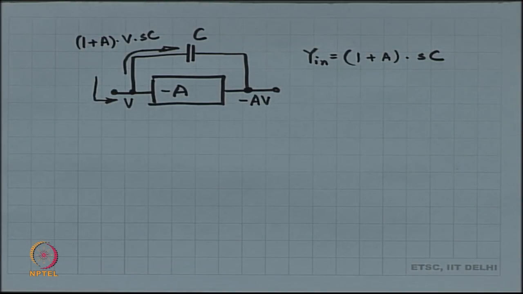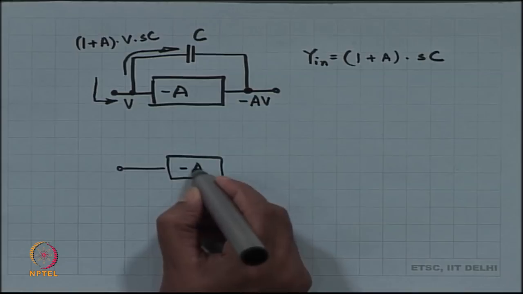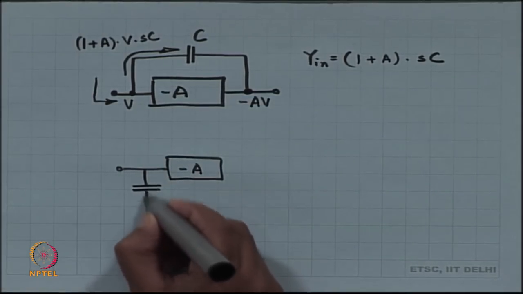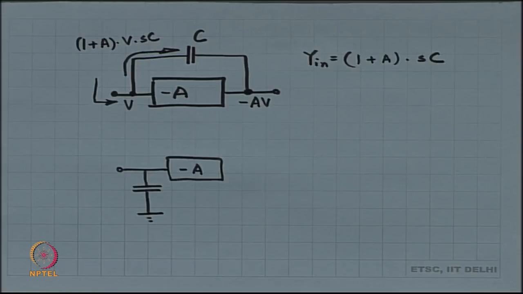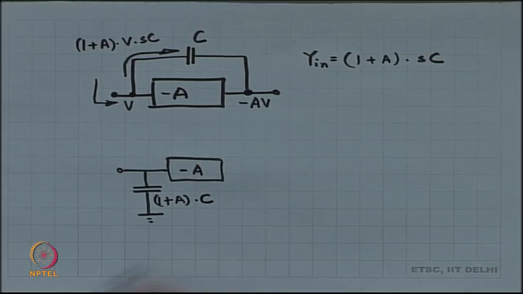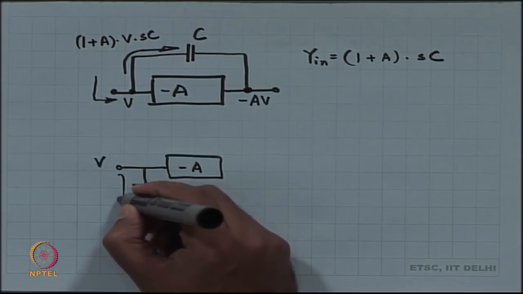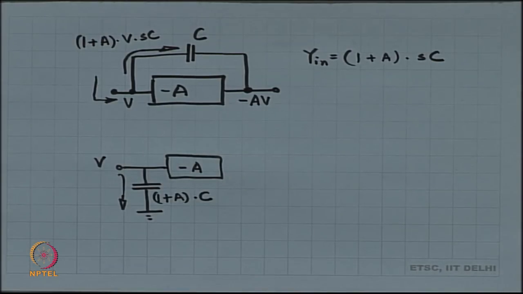What this means is that the effective capacitance with respect to ground is 1 plus A times C. So, I applied a voltage V over here and I got a current 1 plus A times SC times V through the capacitor, as if it was going to ground. So, this could be a model.